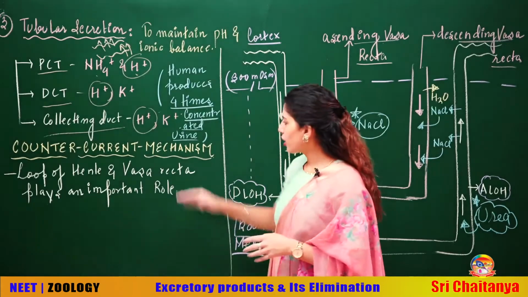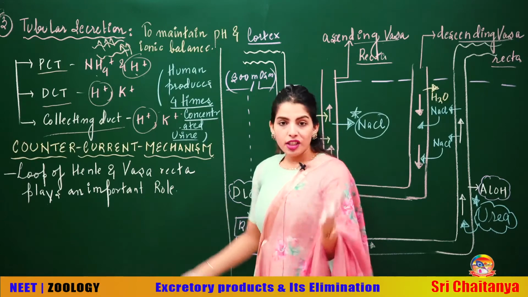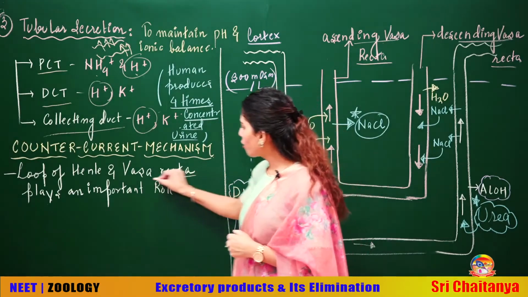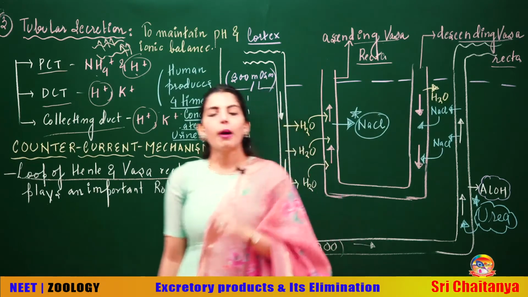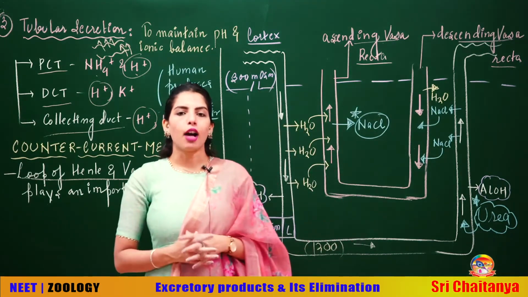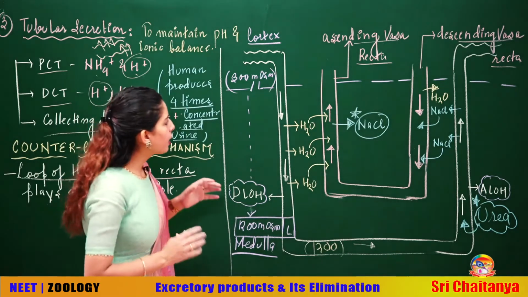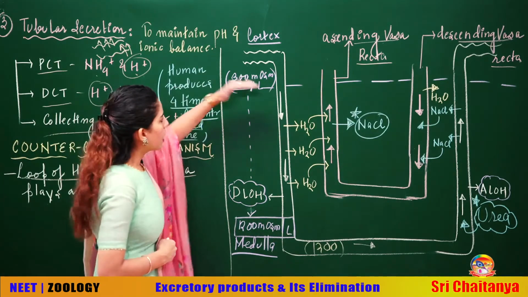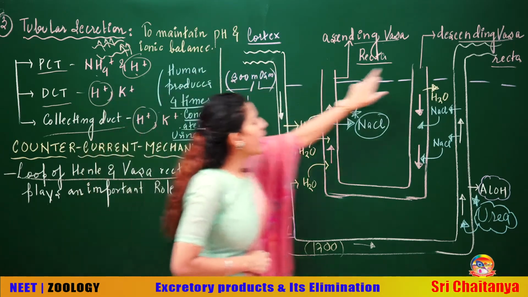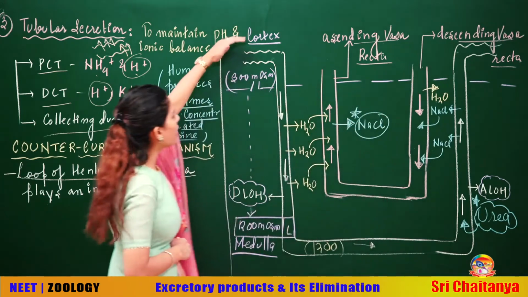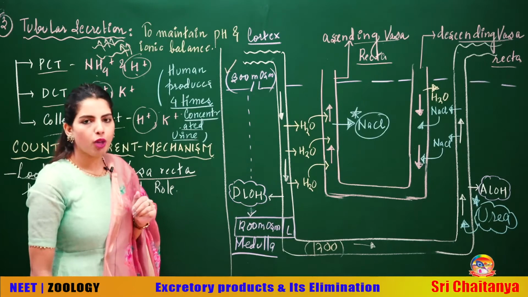Now talking about a very important mechanism, which is the counter current mechanism. The parts that play a very important role in counter current are the loop of Henle and vasa recta. Why do you call it counter current? So I have made a rough diagram showing the regions of cortex and medulla first. Consider this outer part as cortex, where I have made this PCT and this DCT. That's the outer region, cortex, having the concentration 300 milliosmol per liter.